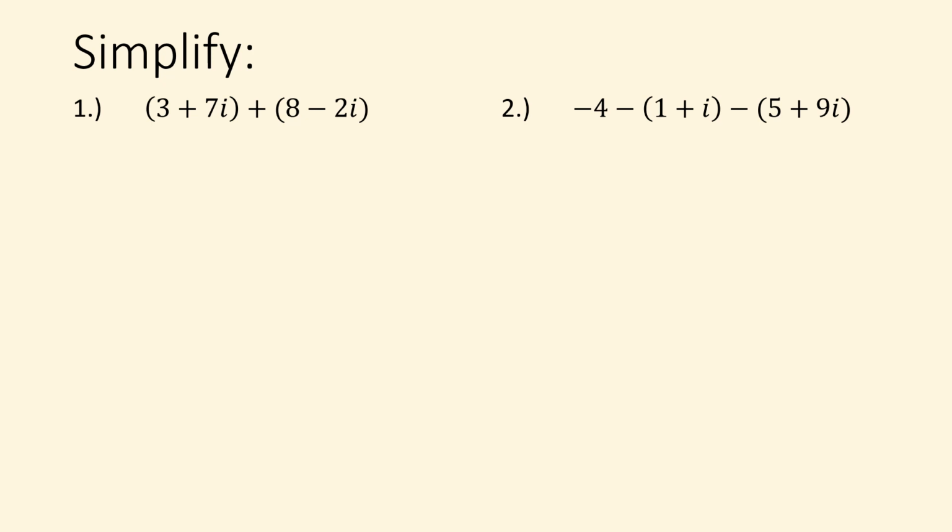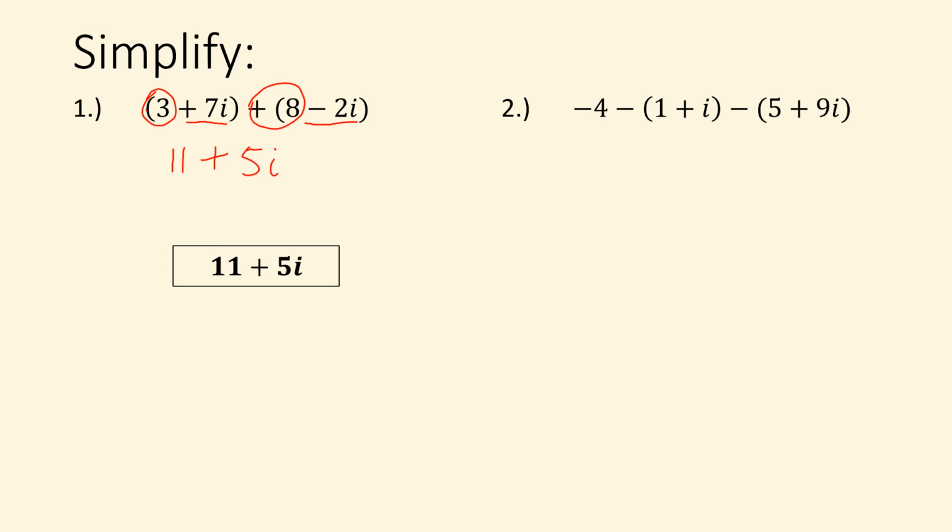So when we look at problem 1 here, we have a 3 and we have an 8. These are both real. We can combine those and we get an 11. We have a 7i and we have a minus 2i. Just like when we're combining variables, the coefficients combine, so 7 minus 2 is 5. That's positive. Okay, but the i doesn't change, plus 5i. And that's our answer, 11 plus 5i.